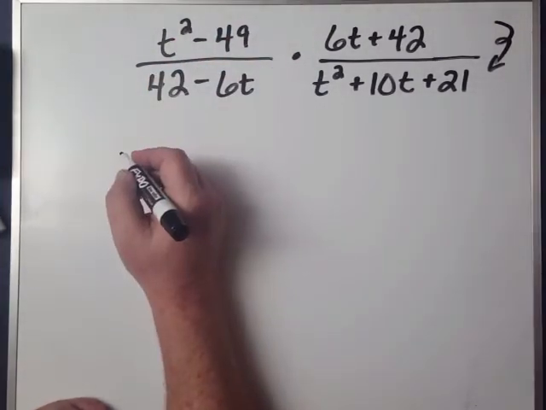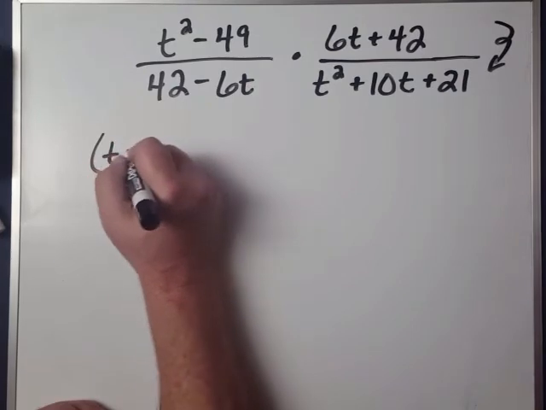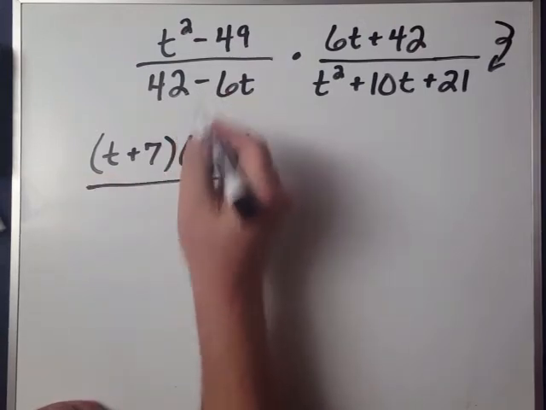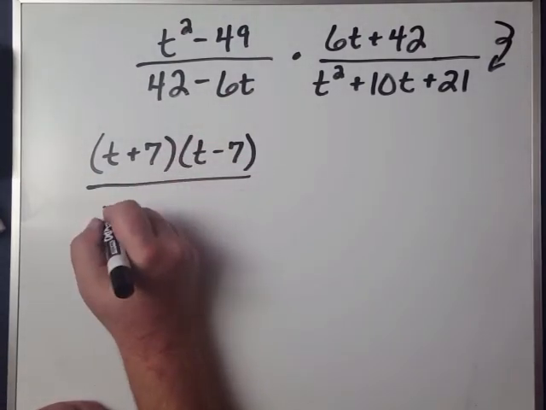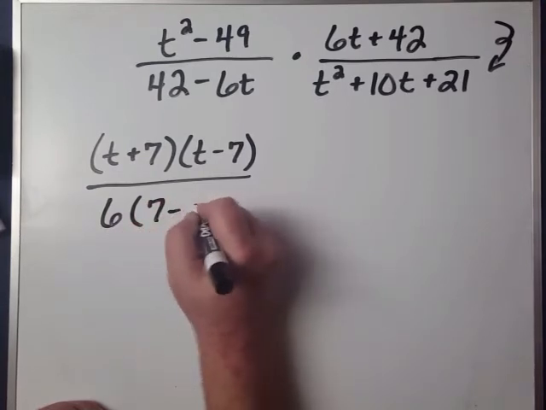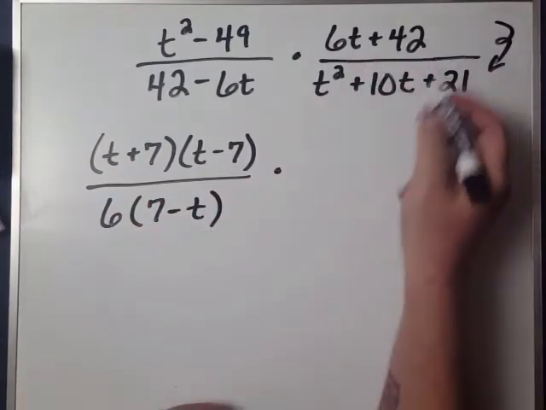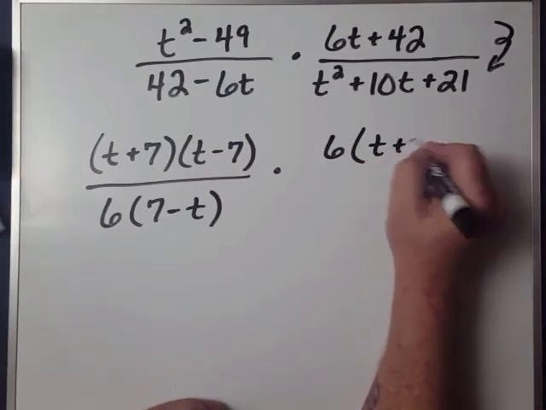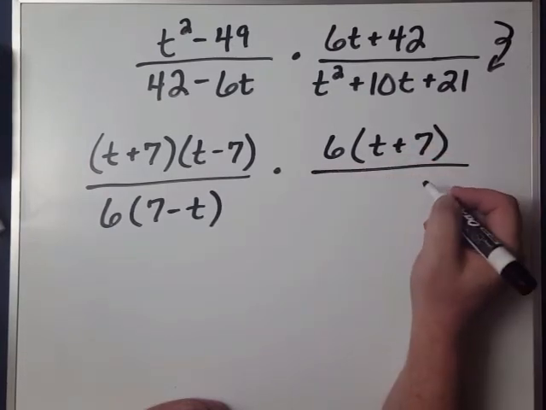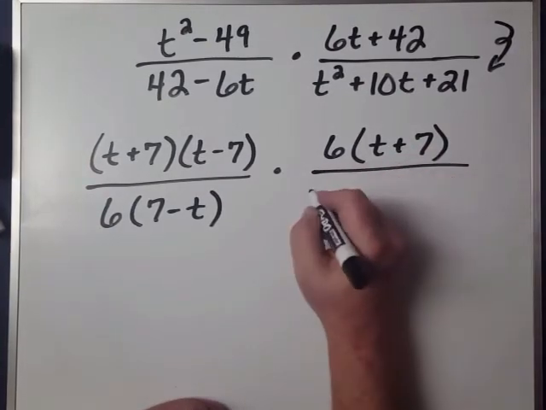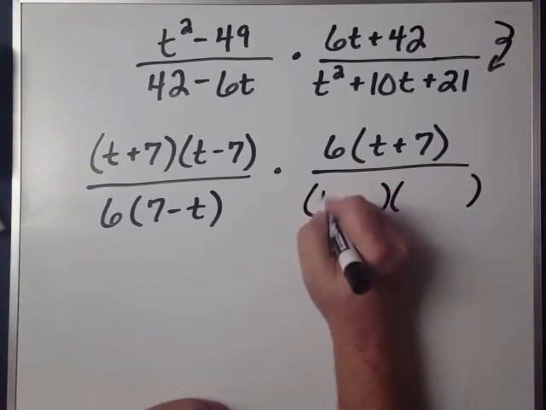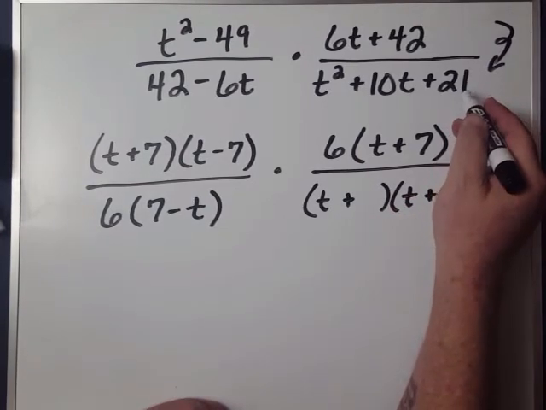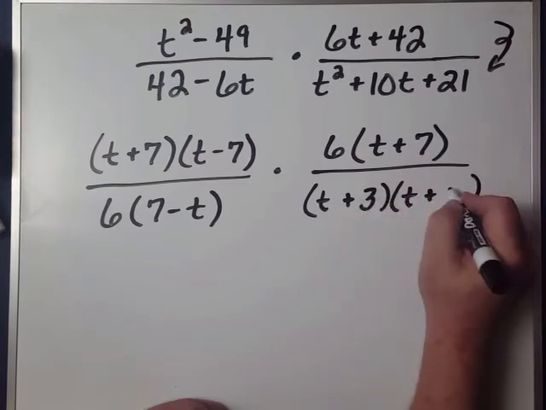This first numerator is a difference of squares. It will factor as the first plus the last times the first minus the last. This first denominator has a greatest common factor of 6 I can pull out, leaving 7 minus t. Second numerator, I can factor out as 6, which will leave t plus 7. And in this second denominator, if it factors, it will be a pair of binomials, each starting with t. Signs are the same, they're both plus. Two numbers whose product is 21, whose sum is 10. It's got to be 3 and 7.